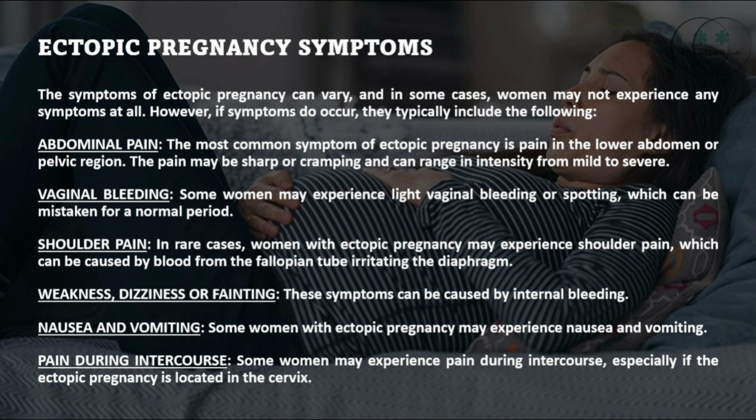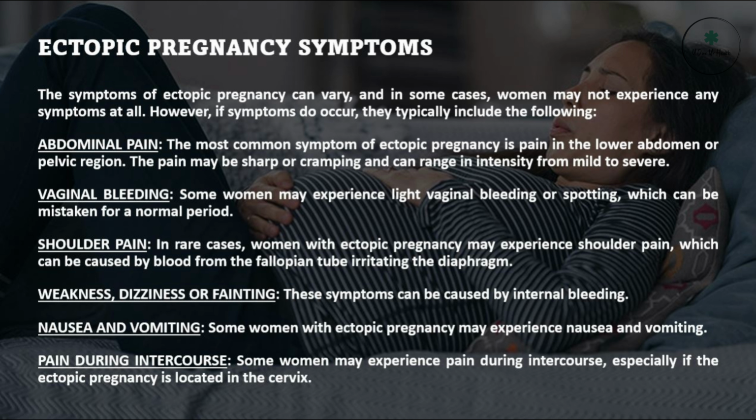Ectopic pregnancy symptoms. The symptoms of ectopic pregnancy can vary, and in some cases, women may not experience any symptoms at all. However, if symptoms do occur, they typically include the following: abdominal pain. The most common symptom of ectopic pregnancy is pain in the lower abdomen or pelvic region. The pain may be sharp or cramping and can range in intensity from mild to severe. Vaginal bleeding. Some women may experience light vaginal bleeding or spotting, which can be mistaken for a normal period.